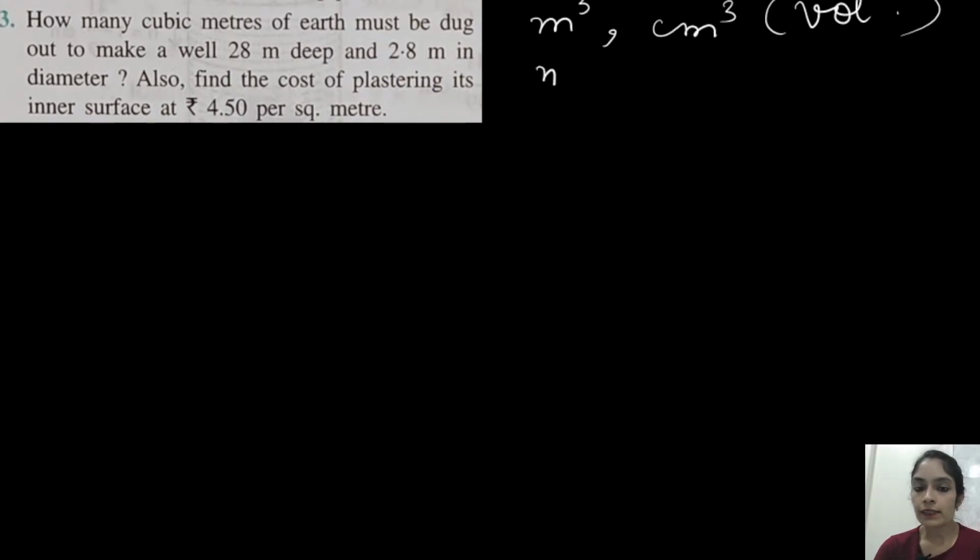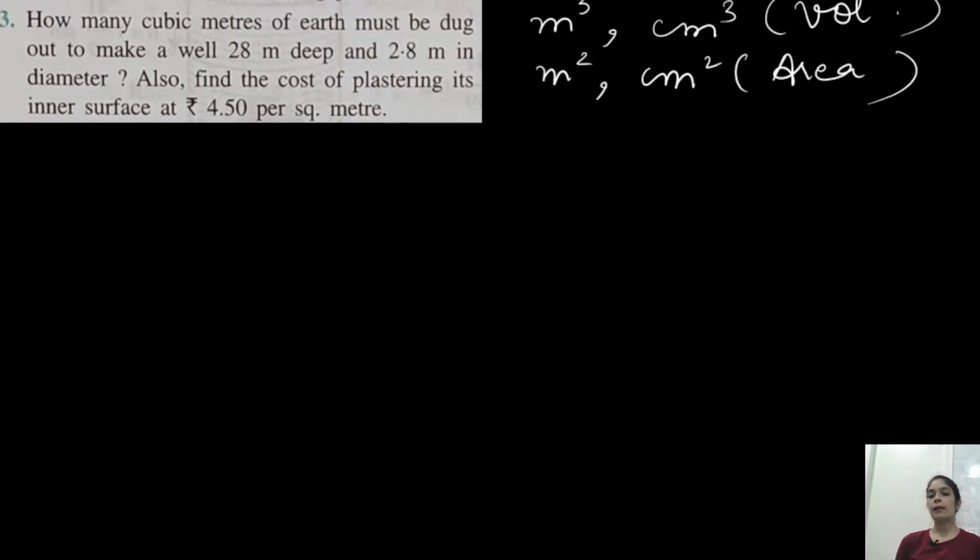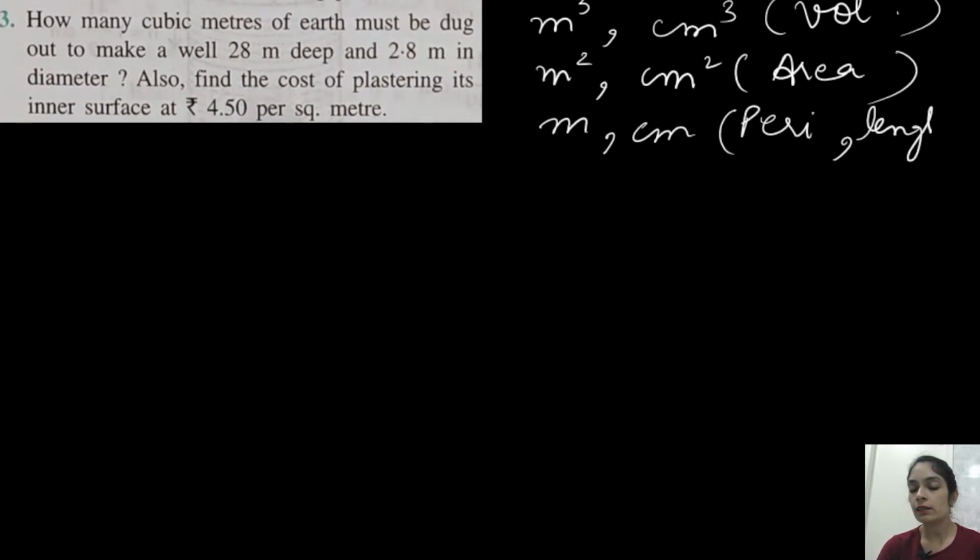If we have square units like meter square, centimeter square, that means we talk about area. In this chapter, area can be curved surface area, like CSA, or total surface area, or area of cross section. So whenever we are talking about area, square units will be there. Whenever we are talking about length, then meter or centimeter will be there, like if we talk about perimeter or length. So from units you have to understand which quantity you have to find. It's very important. Sometimes with the language we don't understand.